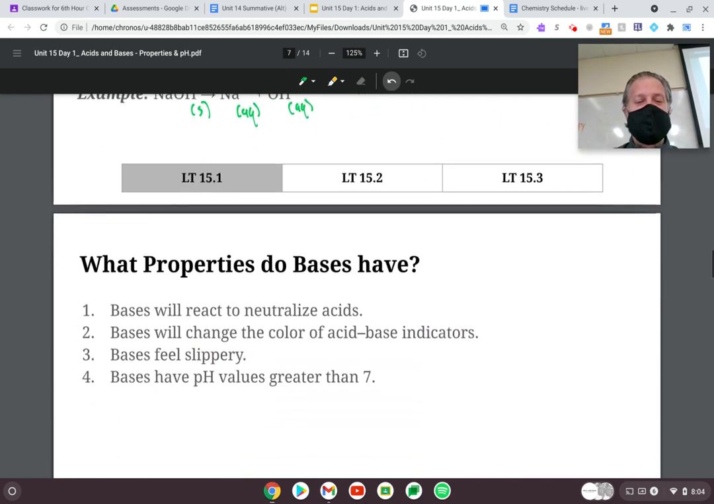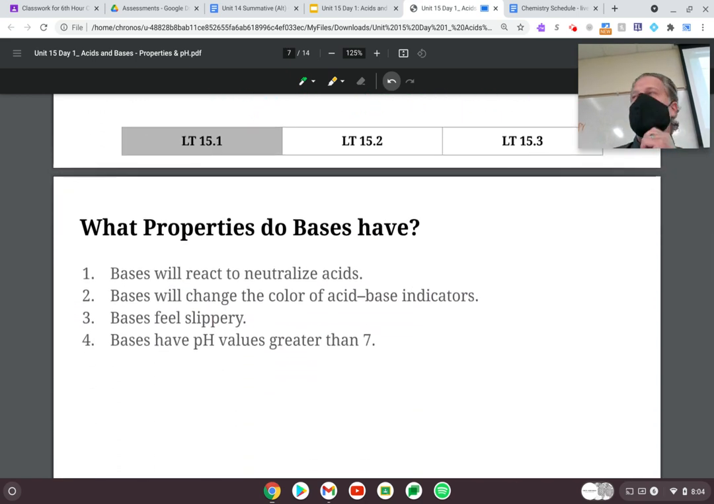Now, some properties of bases. The properties of bases are not as many as the properties of acids, but they are still important. So bases tend to neutralize acids, and that's something we're going to focus on tomorrow in class. But what I mean is that if I have an acid and I add base to it, I can make the acid become neutral if I add them in the appropriate amounts.